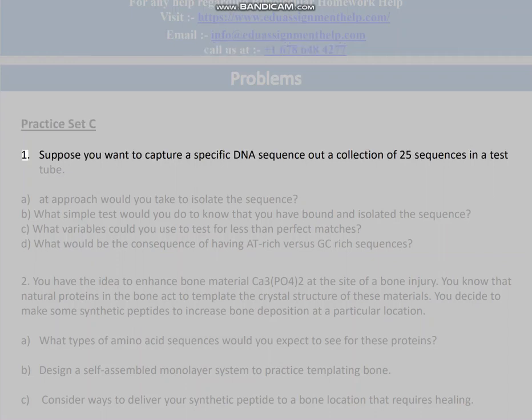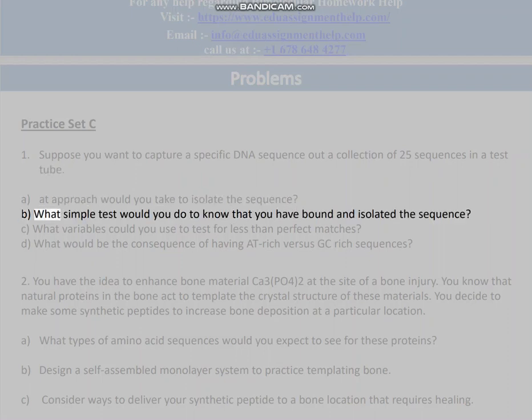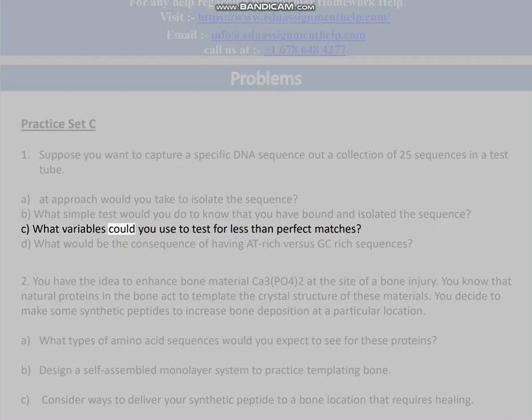Practice set C1. 1. Suppose you want to capture a specific DNA sequence out of a collection of 25 sequences in a test tube. A. What approach would you take to isolate the sequence? B. What simple test would you do to know that you have bound and isolated the sequence? C. What variables could you use to test for less than perfect matches? D. What would be the consequence of having AT-rich versus GC-rich sequences?